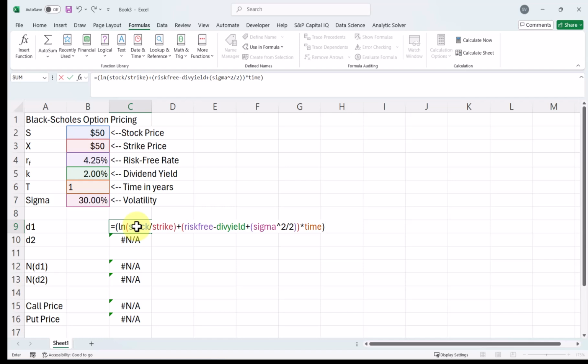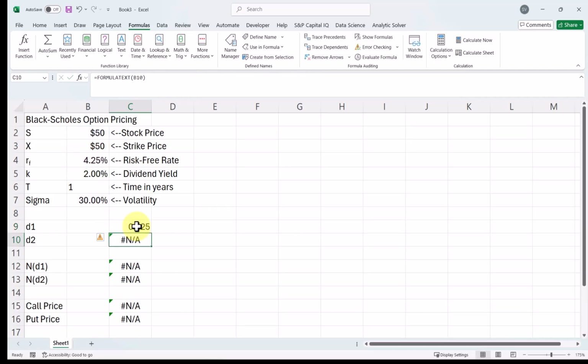Then I'm going to divide this by, and then open parentheses, sigma multiplied by the square root. So in Excel, this is SQRT, open parentheses, time, and then close parentheses. So this gives us our D1 value. And the value you should get here is 0.225.